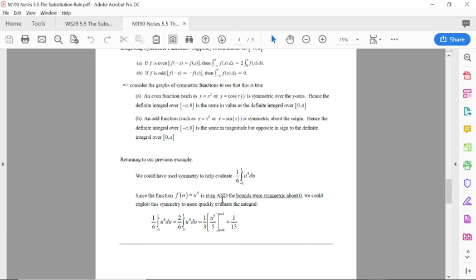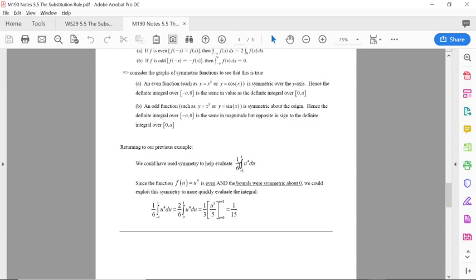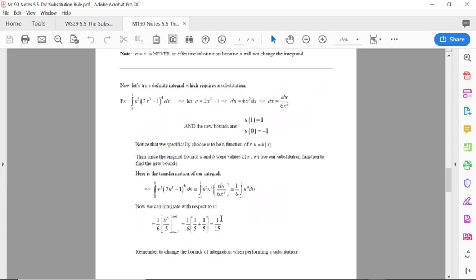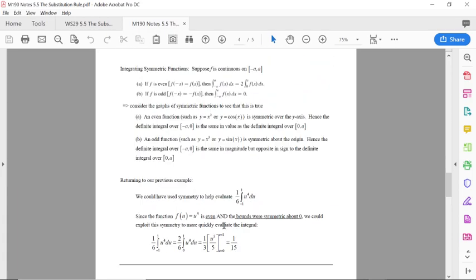So let me explain that right here. This integral right here, because this is an even function and we have a symmetric interval about 0, we could instead write this as the integral where we have 2/6 or 1/3 from 0 to 1 of u to the 4th. And notice the answer comes out exactly the same. Geometrically, we understand why that has to be so for an even function.